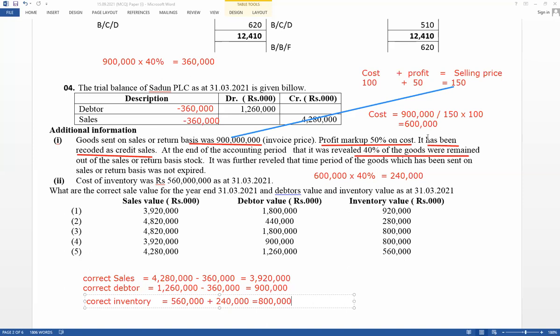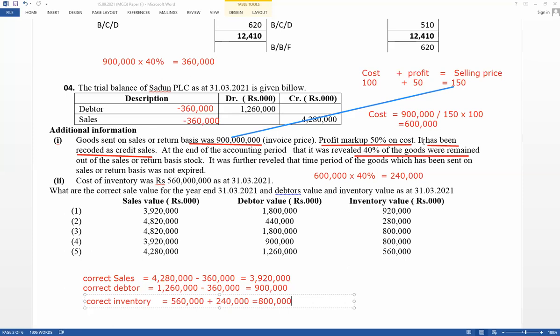If it has been recorded, fine; if not recorded, then 40% not sales means 60% sales. Based on selling price, 60% should be recorded as a credit sale. Not 40%, 60%. Debtors account debit, sales account credit.